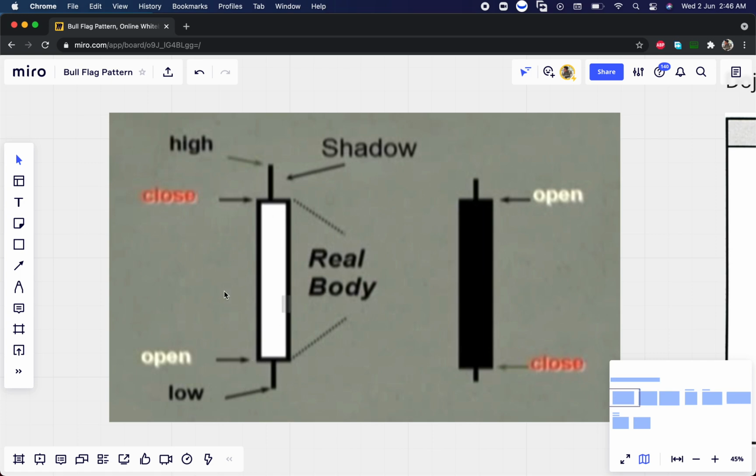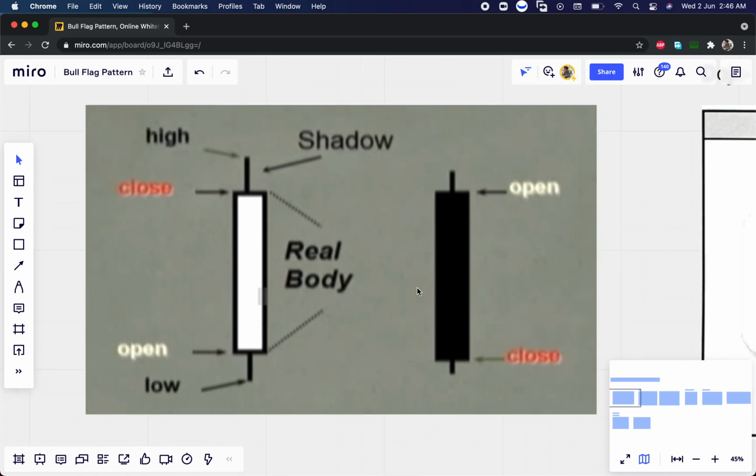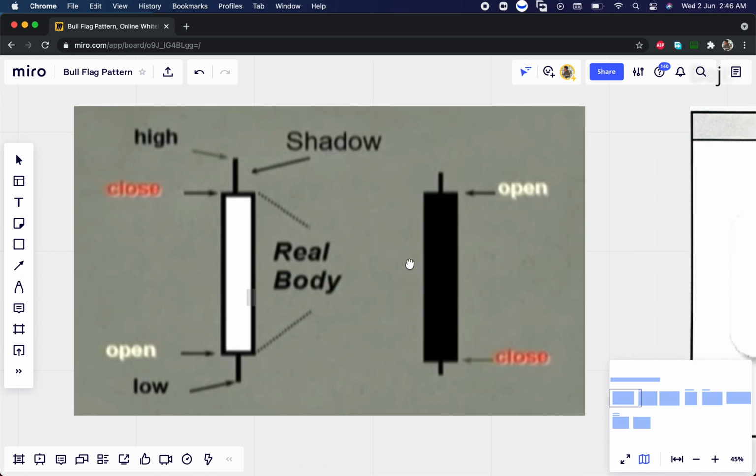It's the same case if this is a black or red body, then the open is the above one and the close is the below one. So that's the basics of the candlestick. This is a green candle, this is a red candle, and vice versa. This shows that the stock is bullish, this is a bull candle, and this is a bearish candle.